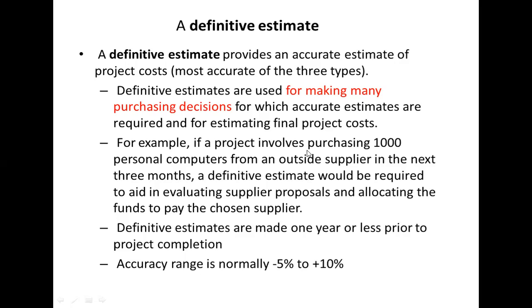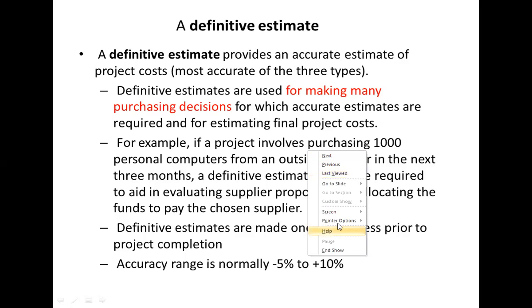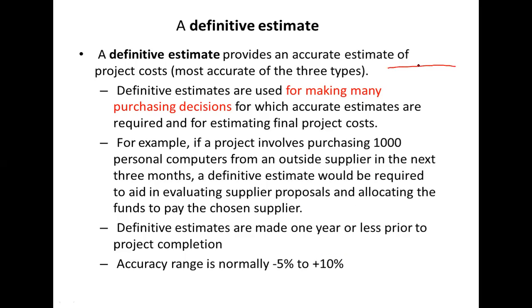So if your estimate is here, the accuracy range is normally minus 5% to plus 10%. Okay. So the real value would be here or here, in between this range.